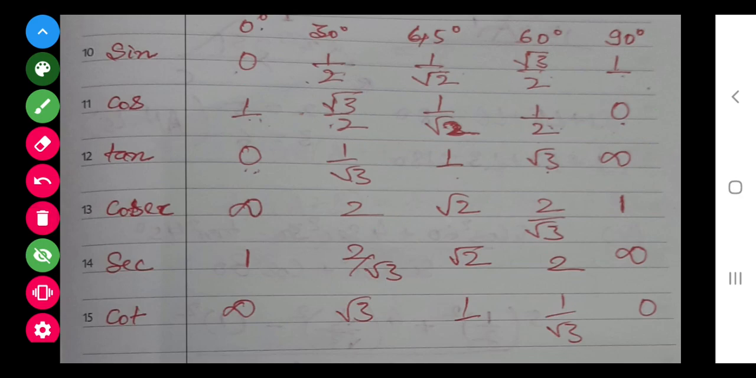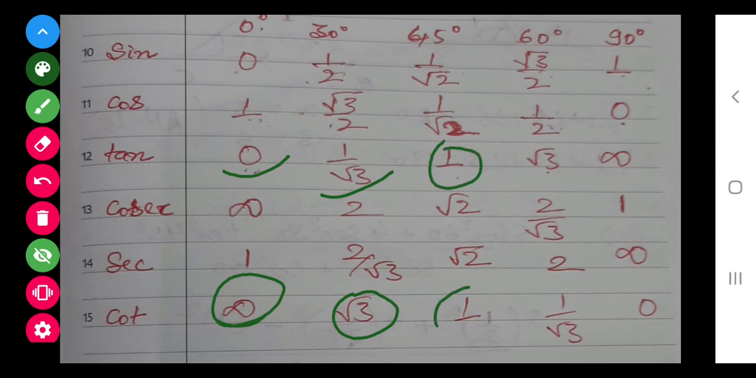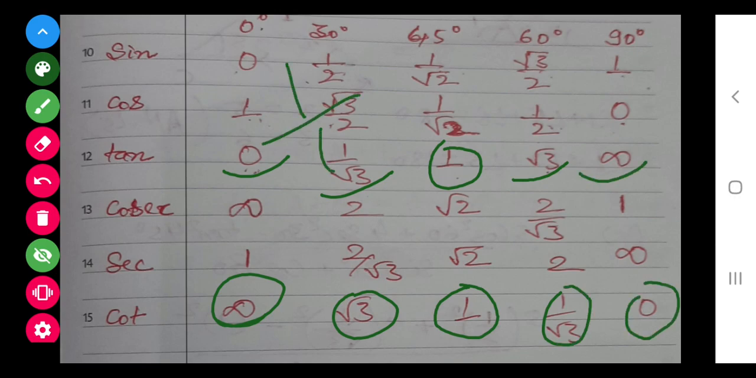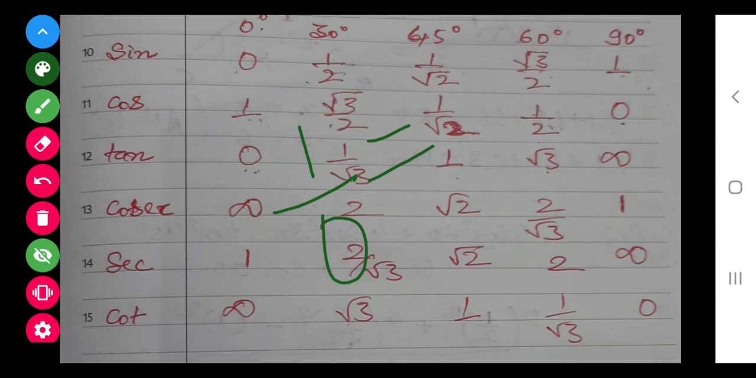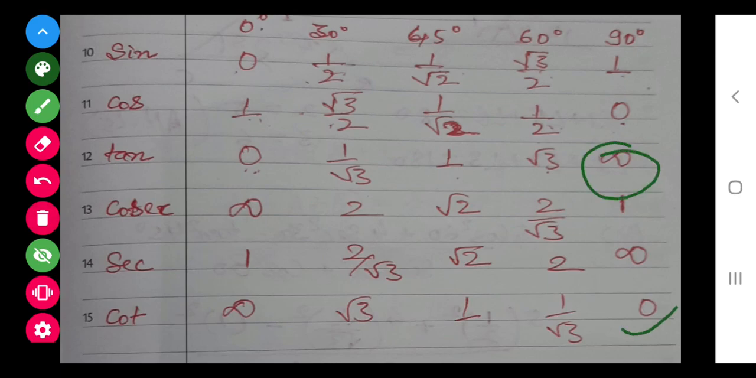Now cot is the reciprocal of tan. So 1 upon 0 is infinity. The reciprocal of 1 upon root 3 is root 3. Reciprocal of 1 is 1. Reciprocal of root 3 is 1 upon root 3, and reciprocal of infinity will be 0, because 1 upon 0 is infinity, then 1 upon infinity will be 0. I hope you all are understanding, class.